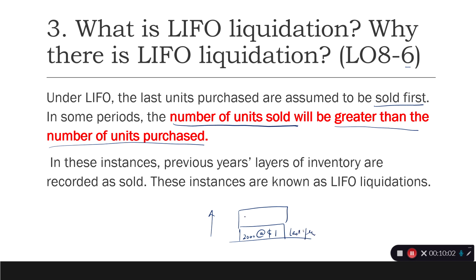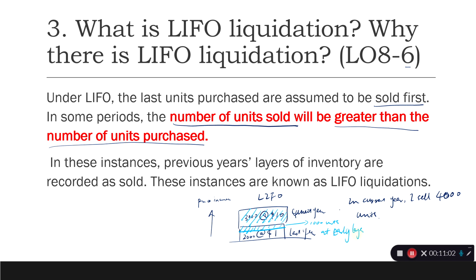this year I bought 3,000 units at, let's make it a little extreme, $10 a unit, because the price increased. And then in the current year I sell, say, 4,000 units. That means on the LIFO method, I will start by selling all of these 3,000 at $10 each, and I also have to sell one layer of 1,000 units from the early layers. And this 1,000 units from the early layers is called LIFO liquidation.